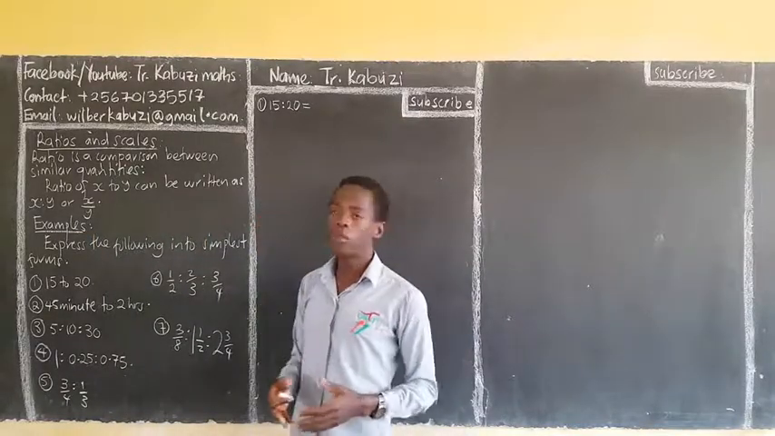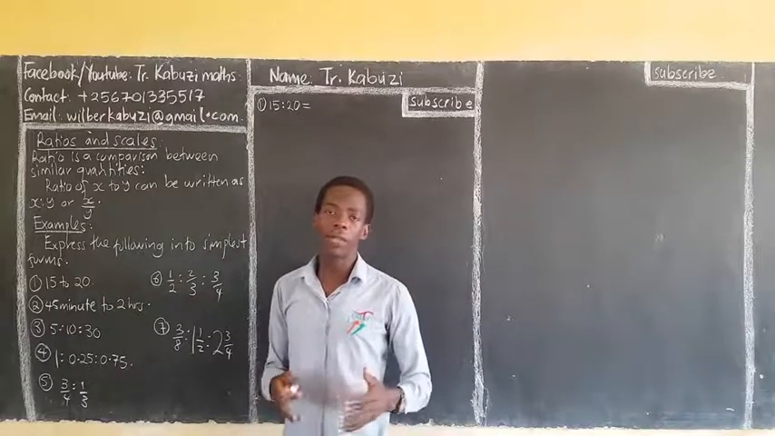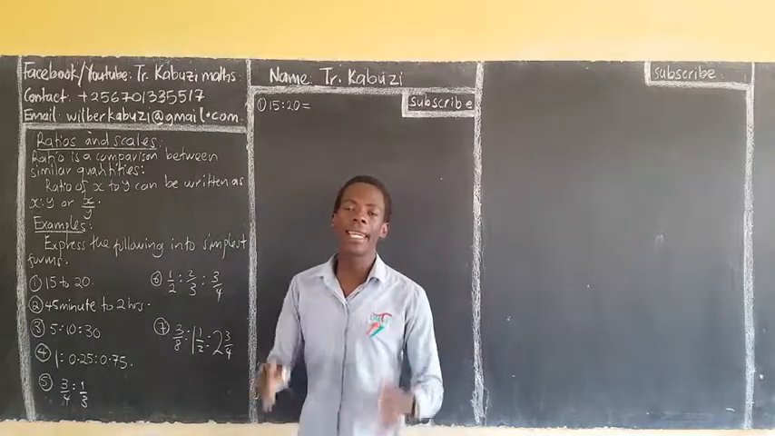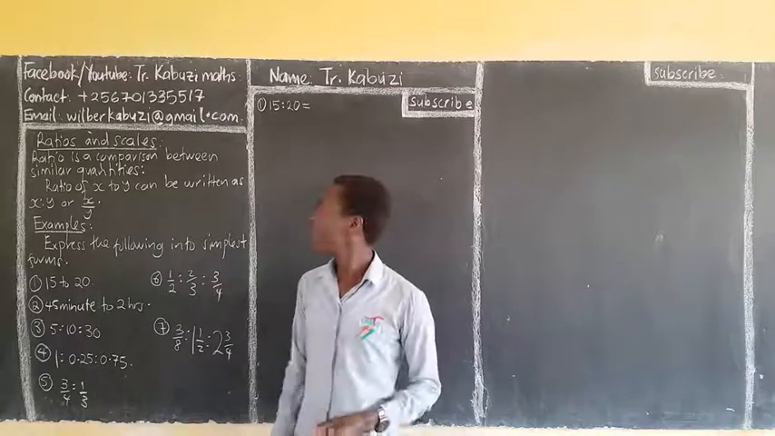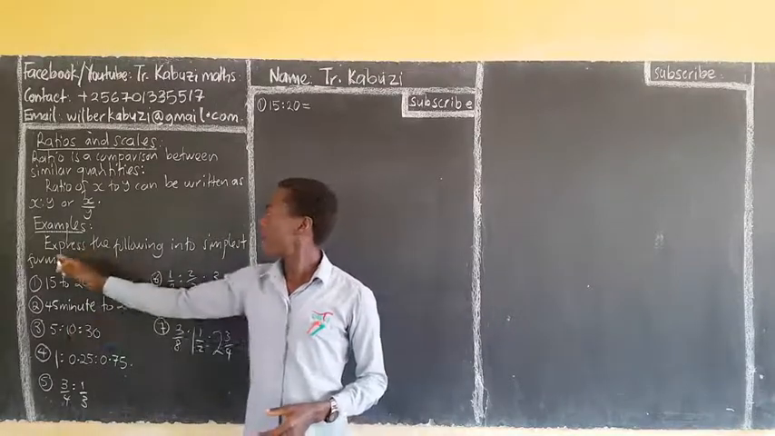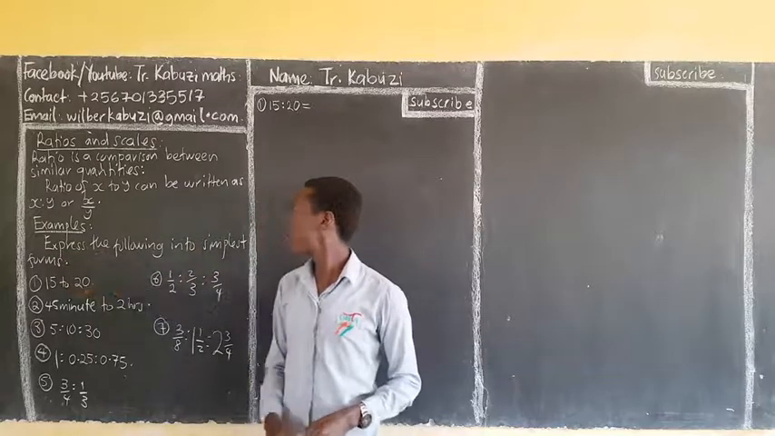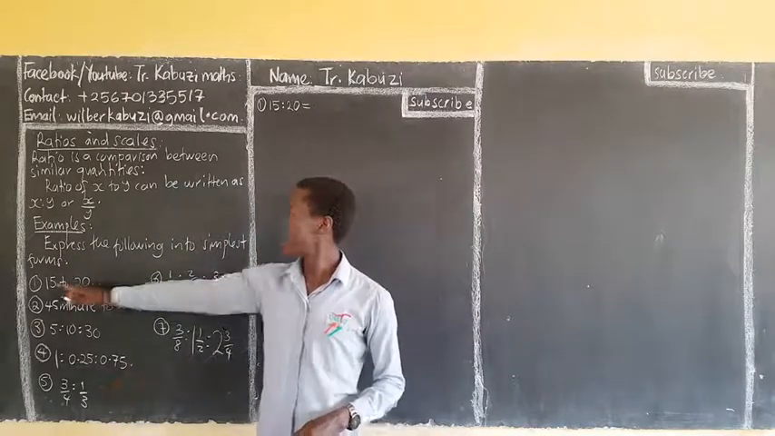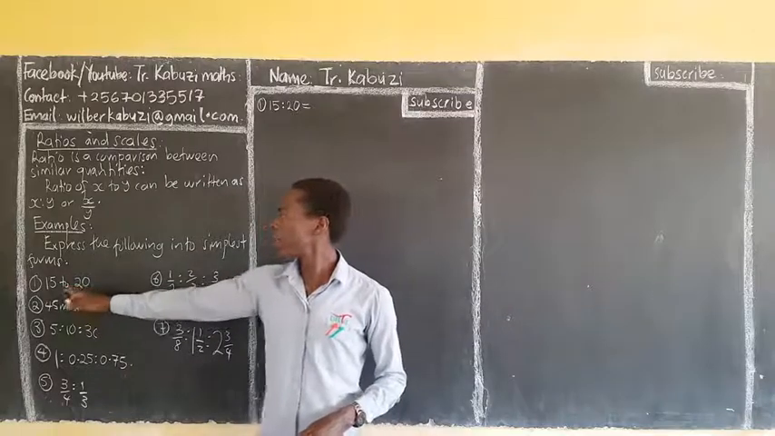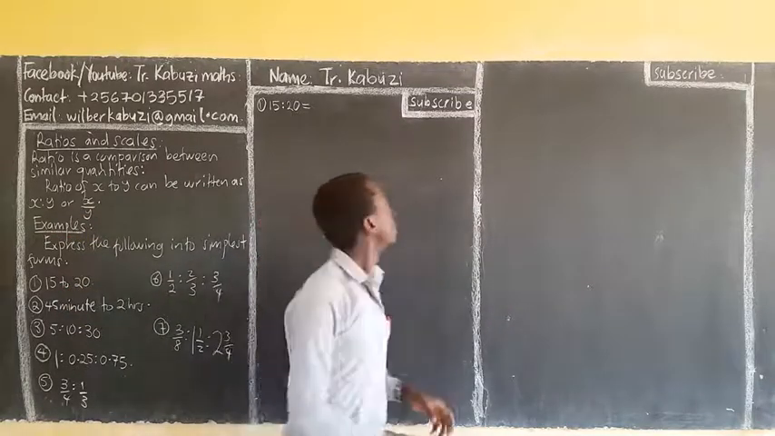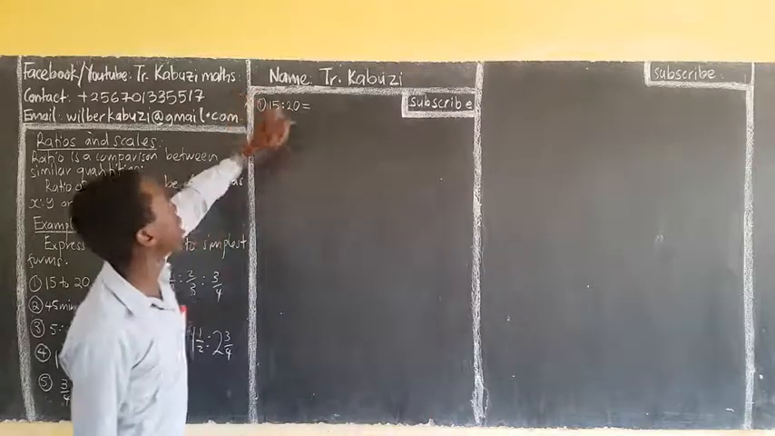So how are we going to handle this example? We can also express ratios in their simplest form. Always a ratio should be written in its simplest form. The example here: express the following ratios in their simplest forms. They give us 15 to 20. We said you can write it using the colon, so 15 to 20, that's it.